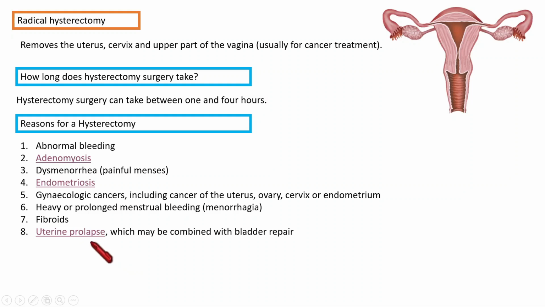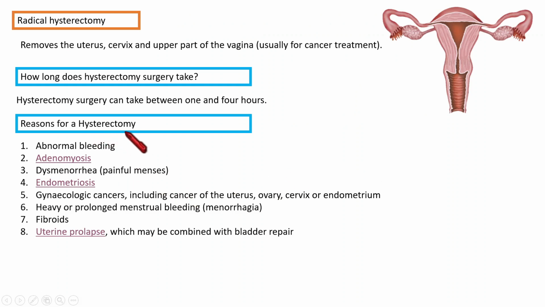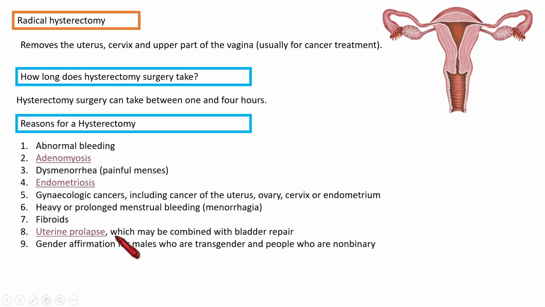Uterine prolapse means there are so many muscles to keep the uterus in position. When those muscles become weak, the uterus will descend down to the cervix or vagina. So that situation is uterine prolapse. In this picture, we can see the normal position of the uterus, and as the muscles become weak, it will descend down to the vagina. In that situation also, hysterectomy alone can cure and give relief to that patient.